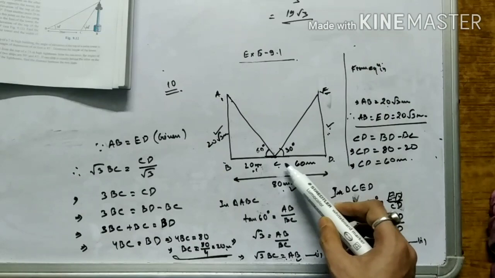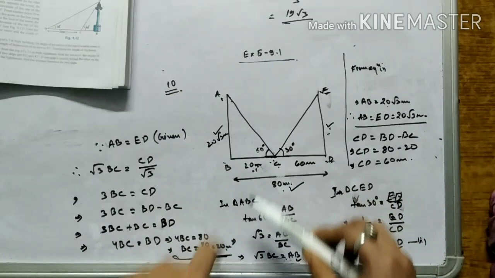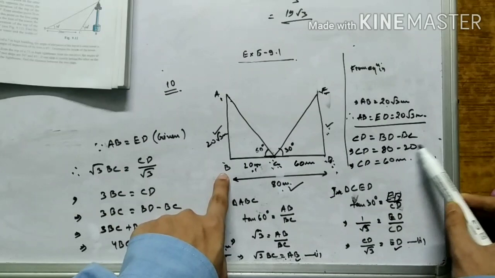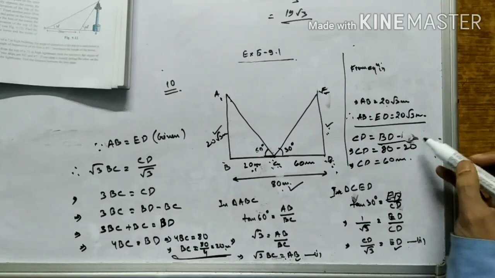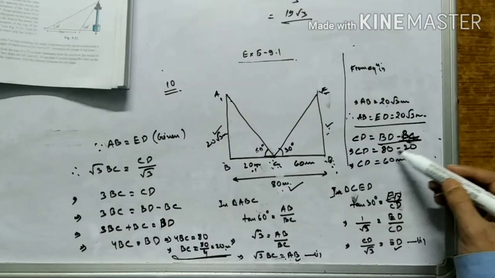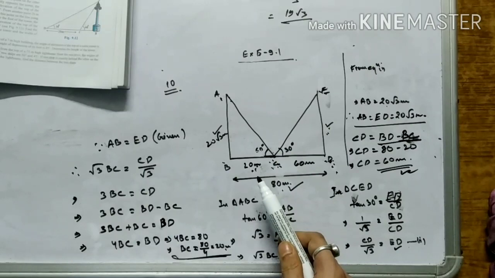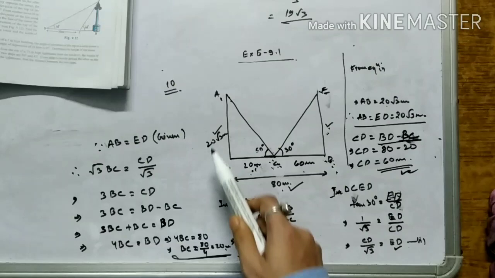Now BC value I got, CD I need. So CD is equal to what can I write? BD minus BC. Yes, already I have CD equal to BD minus BC. So CD is equal to BD 80 minus BC 20. Understand? So BD how much? 80, BC 20, so CD is equal to 60 meter I will get. Understand? So distances of the point from the poles are 20 meter and 60 meter. And the height of the poles are 20 root 3 meter.